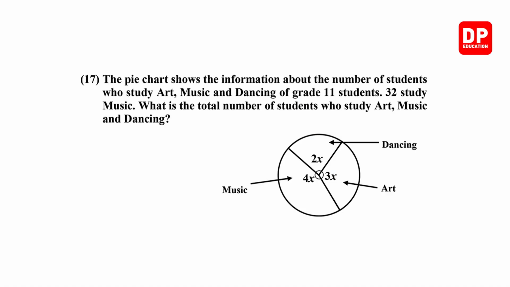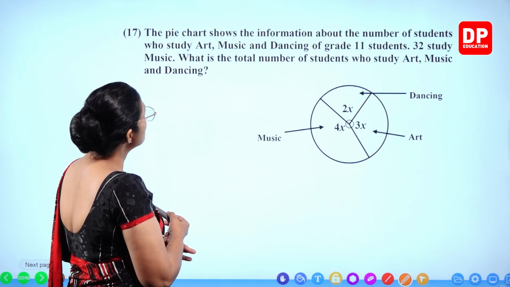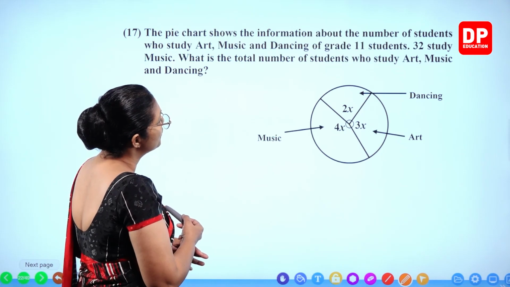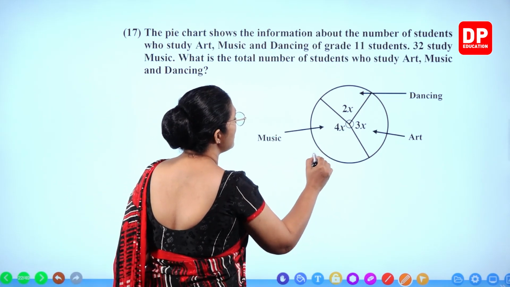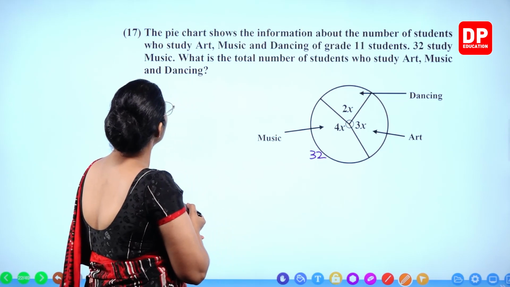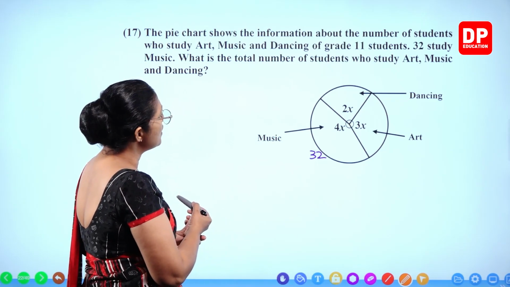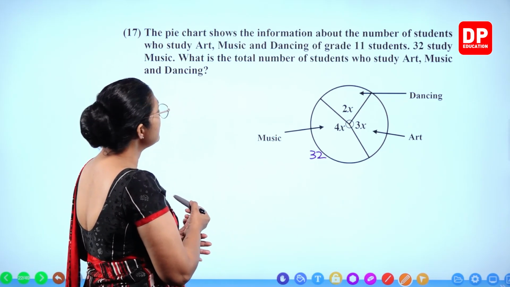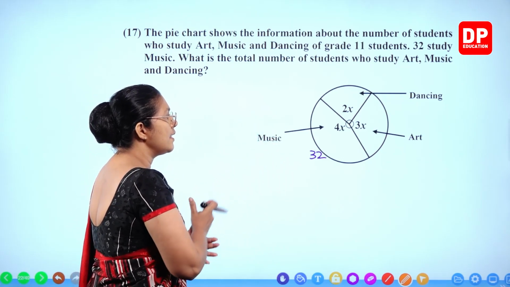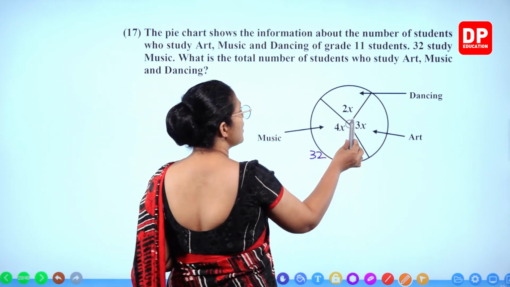Question number 17. The pie chart shows the information about the number of students who study art, music and dancing of grade 11 students. 32 study music. So 32 students study music. What is the total number of students who study art, music and dancing? So the whole thing. But we need to find out what x is.